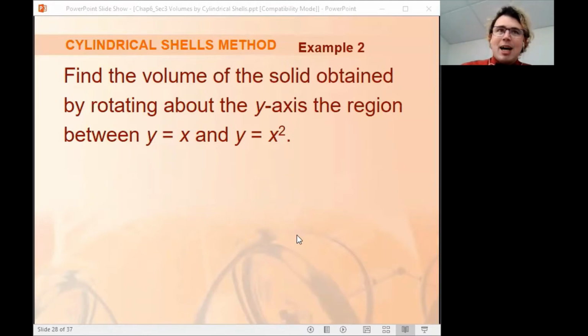First step, I'm going to draw my region. That means drawing the graphs of the two different functions, y equals x and y equals x squared. Notice they did not give us bounds for this region, so we need to find whatever coordinates that these graphs cross each other.